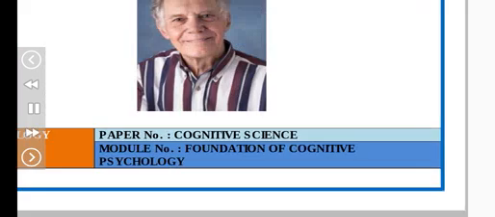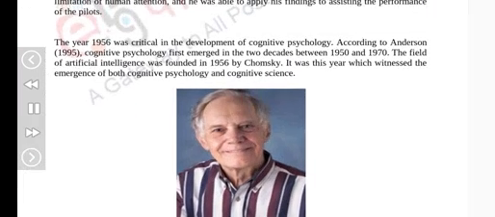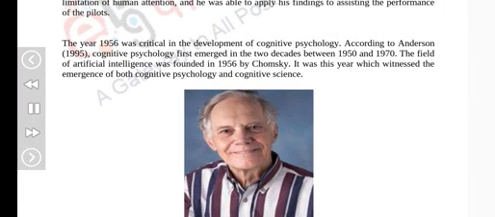The year 1956 was critical in the development of cognitive psychology. According to Anderson, 1995, cognitive psychology first emerged in the two decades between 1950 and 1970. The field of artificial intelligence was founded in 1956 by Chomsky. It was this year which witnessed the emergence of both cognitive psychology and cognitive science.